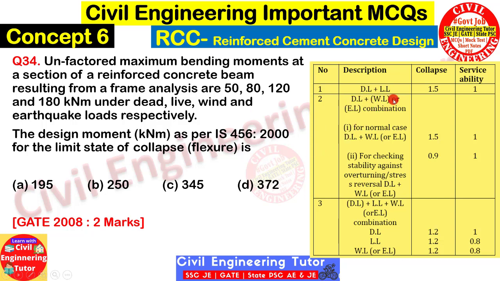When the dead load and wind load or earthquake load combination is taken, we have to multiply it by 1.5 for normal cases. And when we are checking stability against overturning, like when designing a dam, in that case the dead load plus wind load summation can be multiplied by 0.9. That's a different case. Now number 3 is when dead load, live load, and wind load or earthquake load act simultaneously. In that case we have to use 1.2 as the multiplication factor. We'll see this problem and then your concept will be very clear.